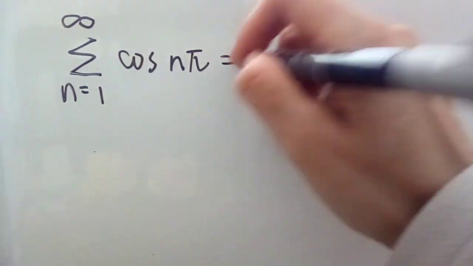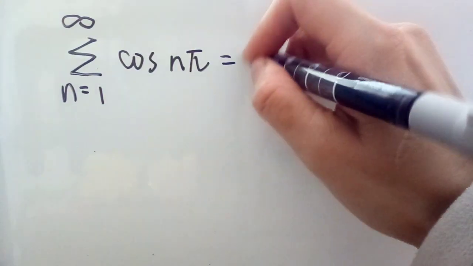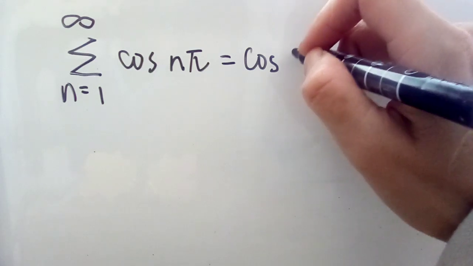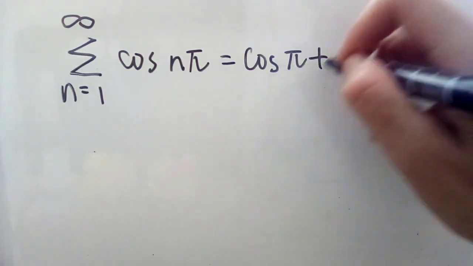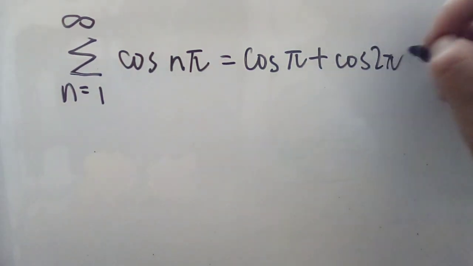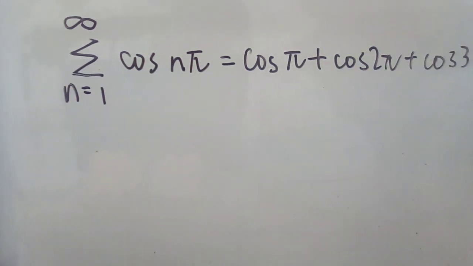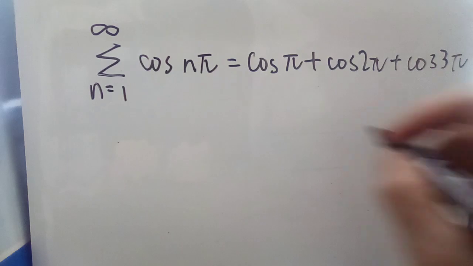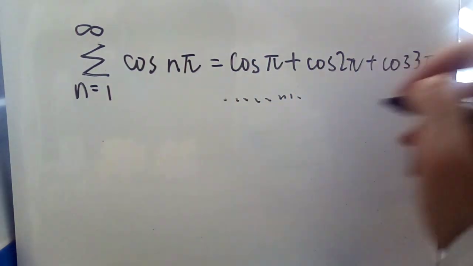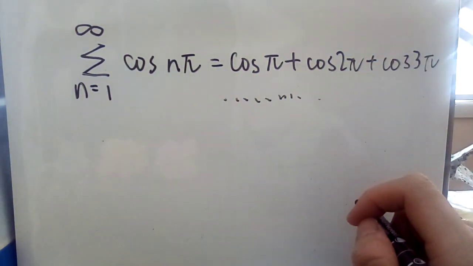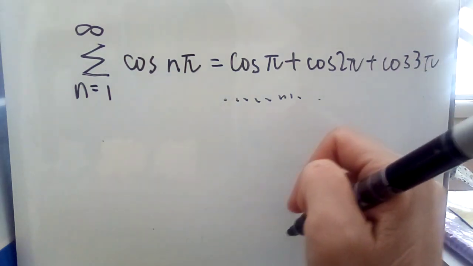So just to show you, it should look like this. Cosine pi plus cosine 2 pi plus cosine 3 pi, right? And then so on and so forth, all the way to infinity. So if we work these out, right?